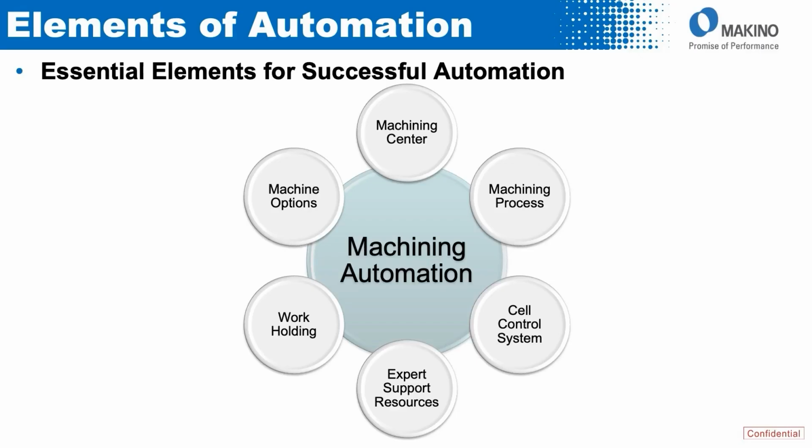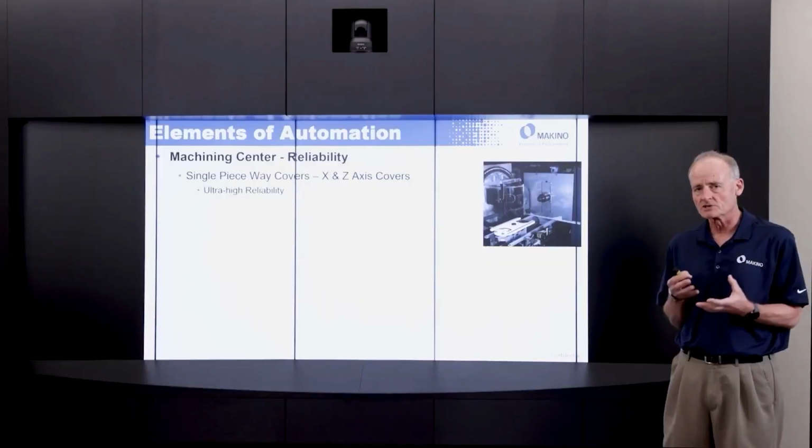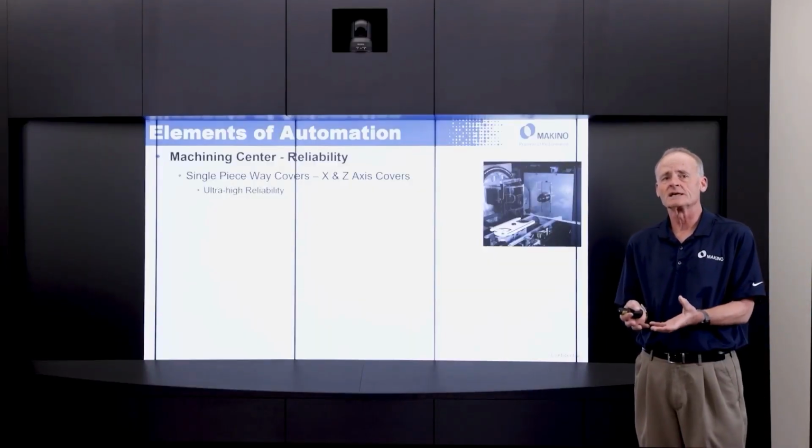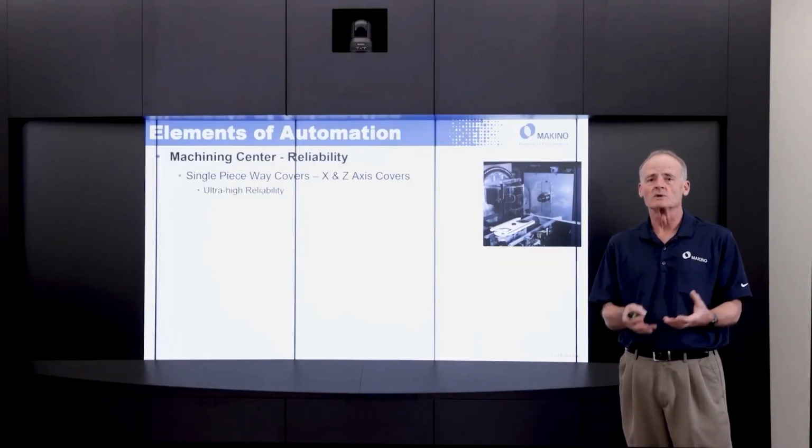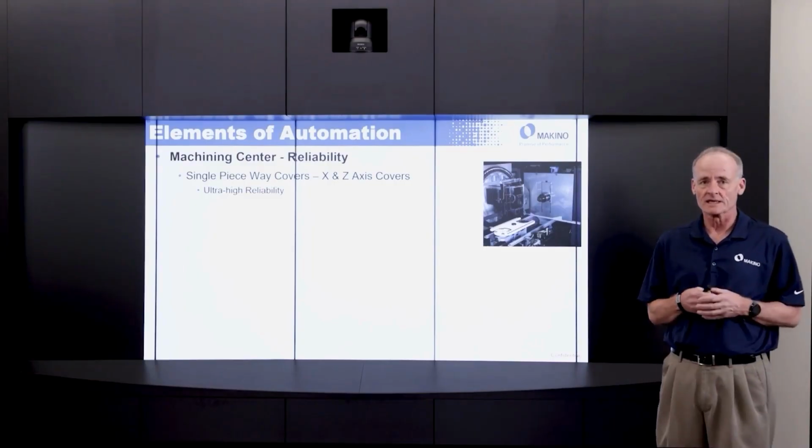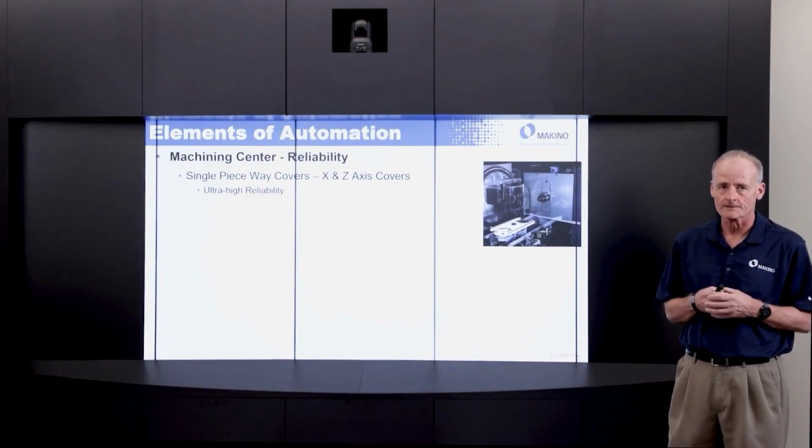So first of all, we're going to talk about the different elements that are essential for a successful implementation of machine tending automation. And when we talk about this, there's 6 different areas that we want to focus on. The first one will be the machining center. Now that you've invested, or you're going to invest, money in an automation system that's going to be servicing your machining center, you want to make sure that that machining center is up and running and continues to run reliably while your automation is servicing it.